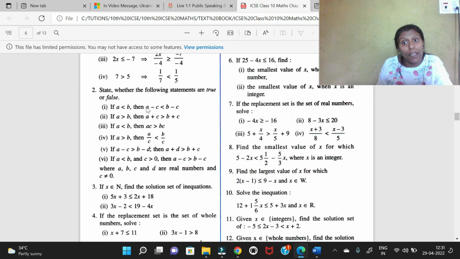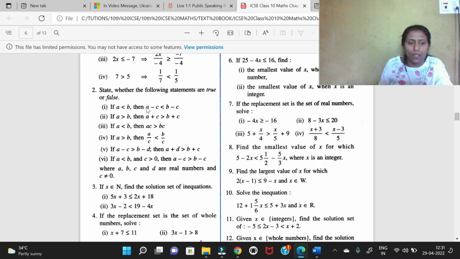If the replacement set is a set of real numbers. What was the difference between the fourth one and the seventh one is, here it is a set of real numbers, meaning to say it contains fractions, it contains negative numbers, it contains positive numbers and so on. Whereas the whole numbers had every natural number along with 0. That's all is the difference.